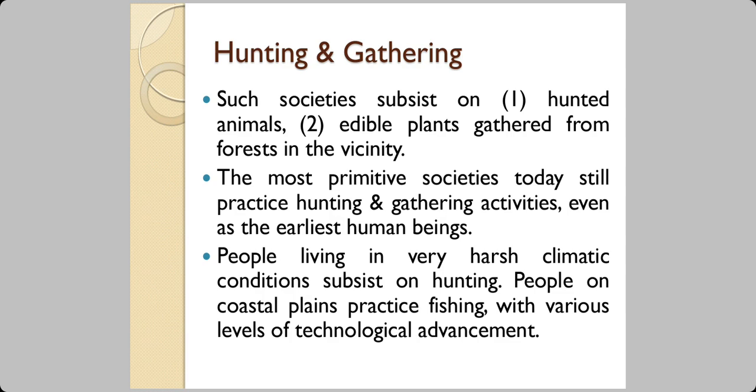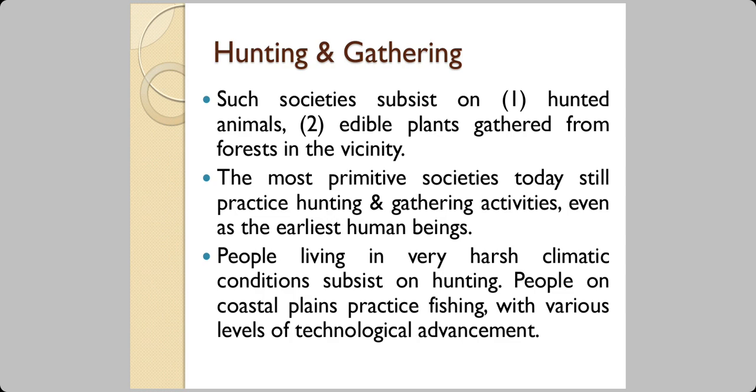People living in very harsh climatic conditions subsist on hunting. People on coastal plains practice fishing. Fishing is also a type of hunting, and they have different levels of technological advancements. Some use very modern tools for hunting, and some use very primitive tools. Usually, when we're talking about people who are doing hunting and gathering, they are basically doing it with primitive methods.